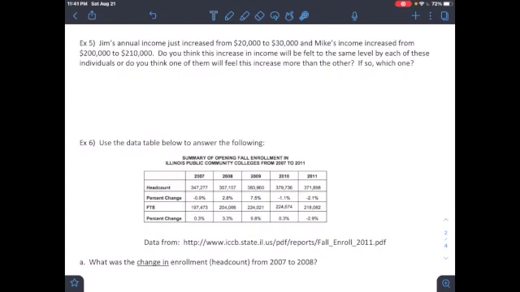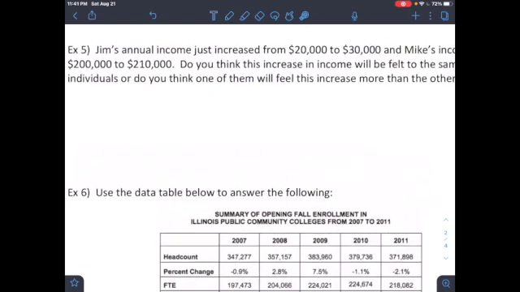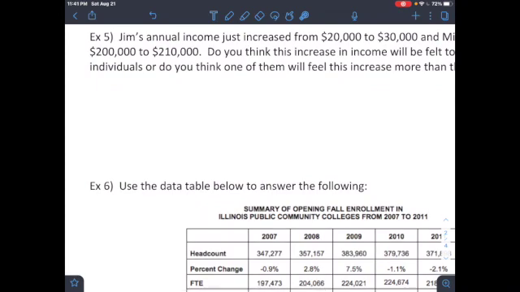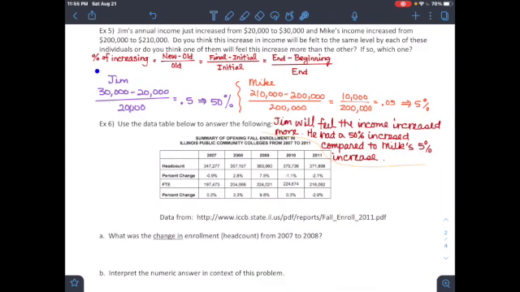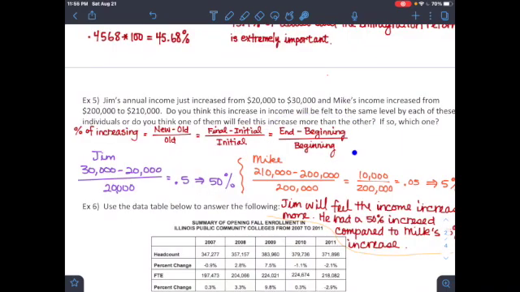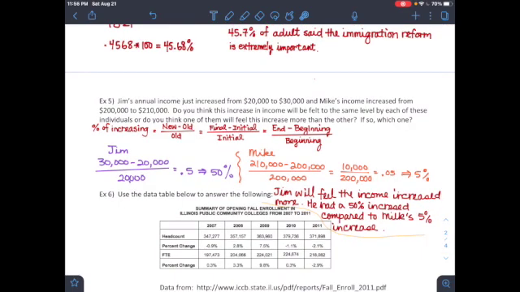To do that, you need the formula for percentage of increase. Percentage increase and percentage decrease work the same way. The only difference is that if it's a percentage increase, you get a positive value, and a percentage decrease gives a negative value. Here are the formulas for example number 5. Percentage of increase equals new minus old, over old. Or final minus initial, over the initial. Or ending minus beginning, over the beginning. We're comparing two different rates.